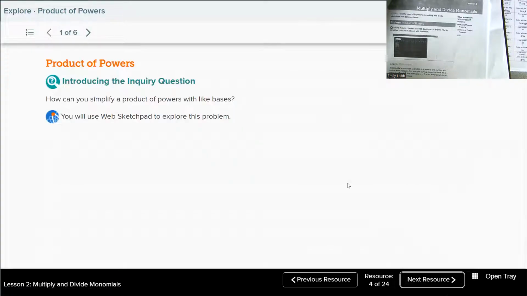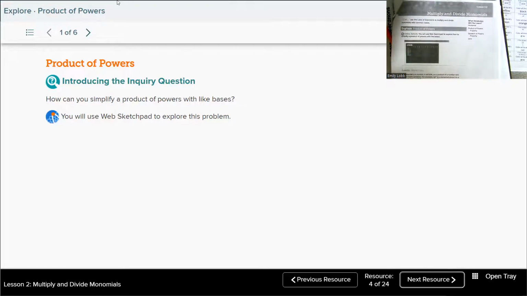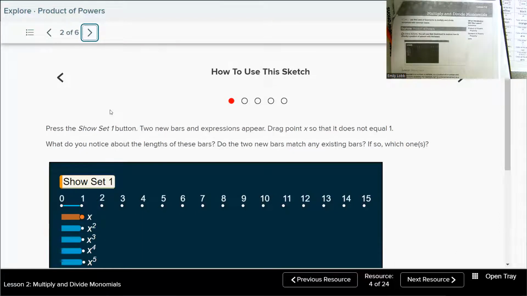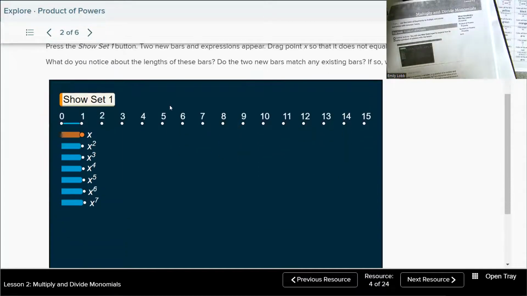I know this launch stuff is a little bit slower than you're used to, but that's okay.